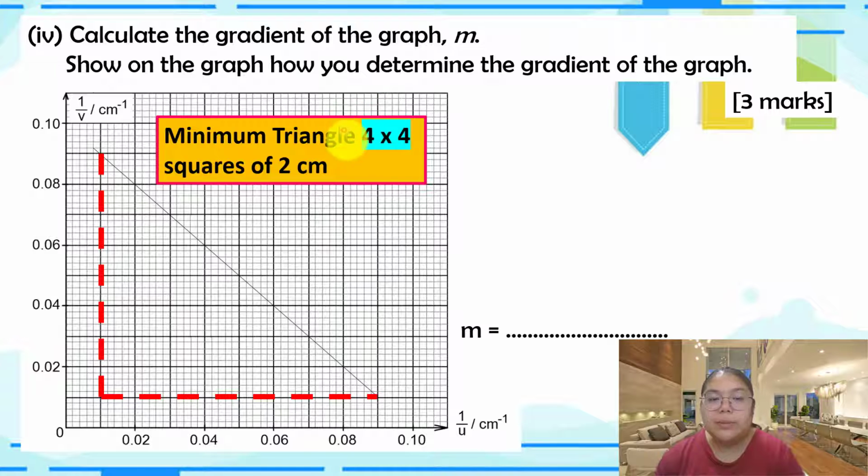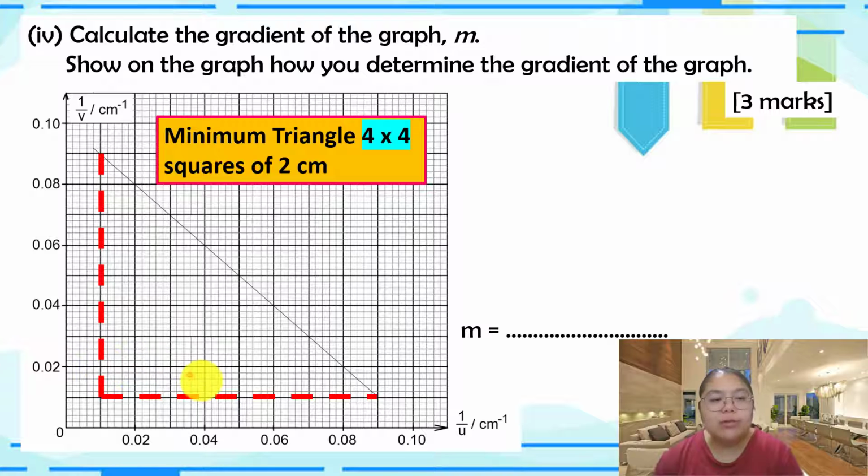So the minimum size is 4 times 4. If the graph is very small, 3 times 4 is also okay, but we cannot go smaller. Although the graph is given, if you draw a small triangle, you will also lose marks. So draw the triangle as big as possible to find the gradient.